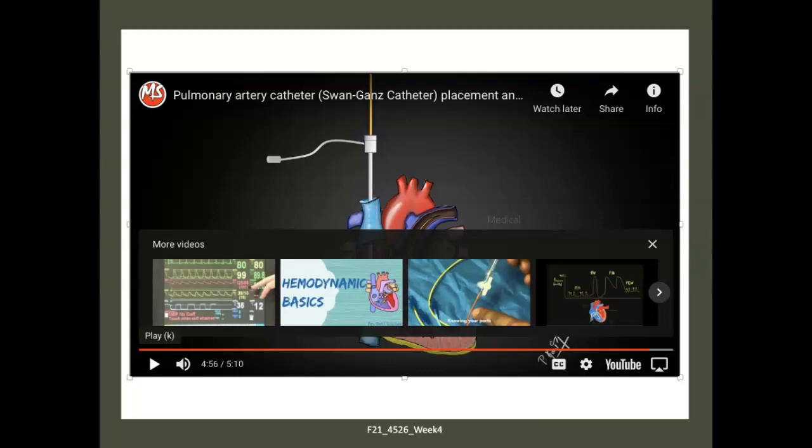Okay, that gives you a different overview of how it's inserted, which I thought was important, and a schematic diagram of the heart showing how it travels through.